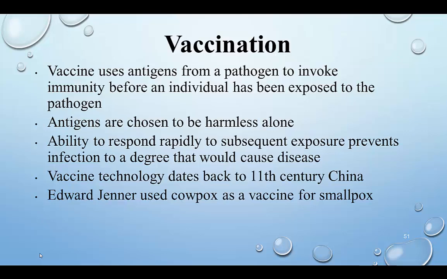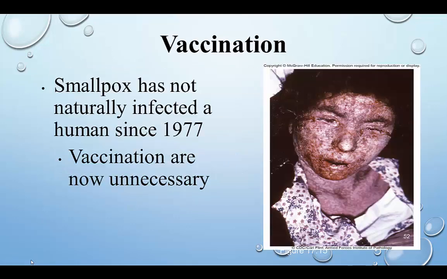Antigens are chosen to be harmless alone. The ability to respond rapidly to subsequent exposure prevents the infection from progressing to the degree that it would cause the disease. Vaccine technology goes back to the 11th century, and we know that Edward Jenner used cowpox as the vaccine for smallpox, which was virtually eliminated.